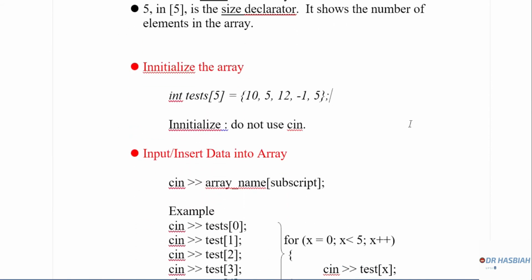So in order to input or insert values in the array, in the boxes, you can use the initialization and then you don't have to use the cin statement. If you write it like this, with this initialization, all the boxes will have the values, right?